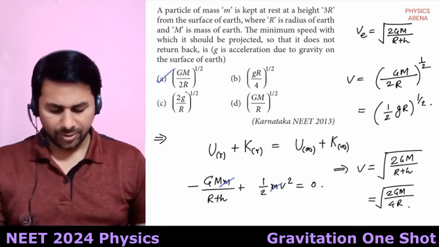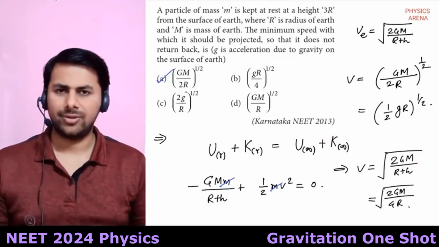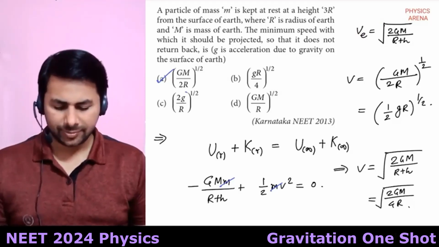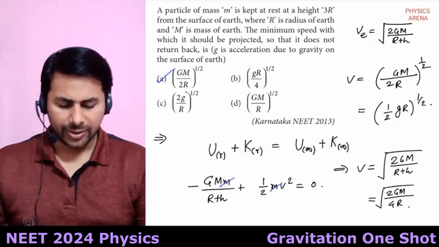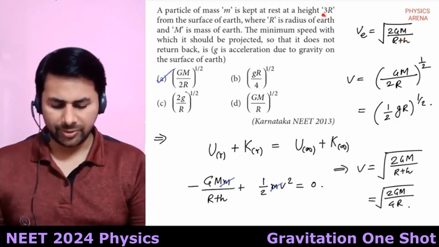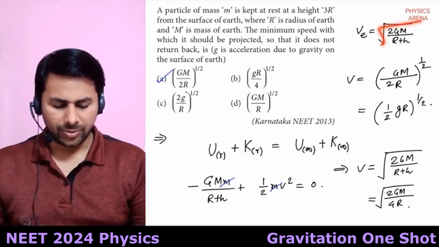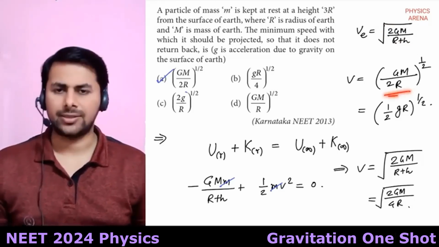So you don't need to do all this. You have the direct formula. Just use that and put h equal to whatever is given. Here h is equal to 3r, so it will be square root of 2GM upon 4r. So we get this answer.